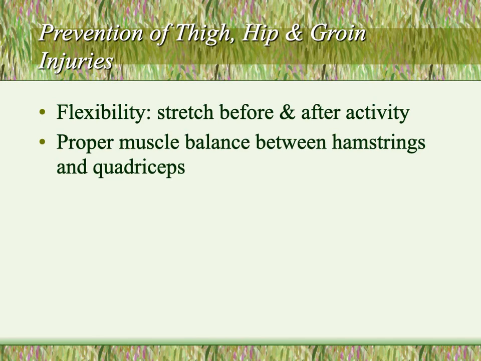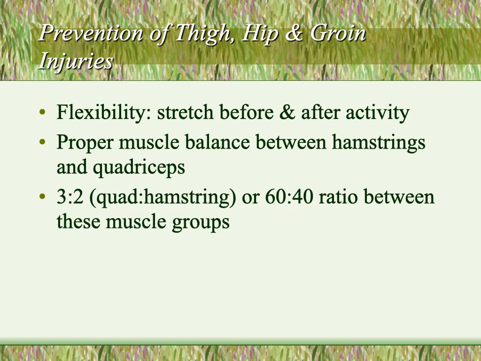Proper muscle balance between our hamstrings and quads. This has been recommended for a long time. We should have a 3-to-2 ratio, so the quads should be 3 times stronger than our hamstrings, or a 60-to-40 ratio. So if your quads can lift 60 pounds, your hamstrings should be able to lift 40 pounds. This may show up on an exam, so hint, hint.